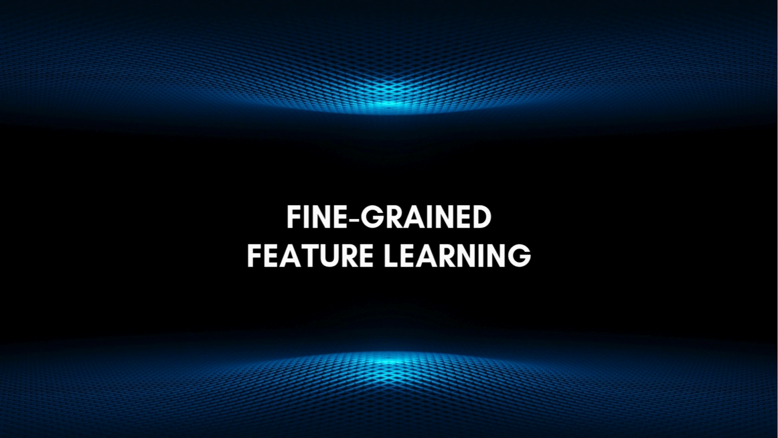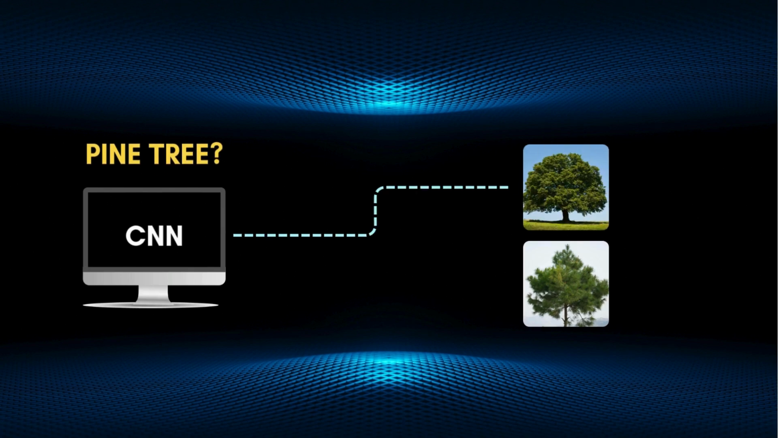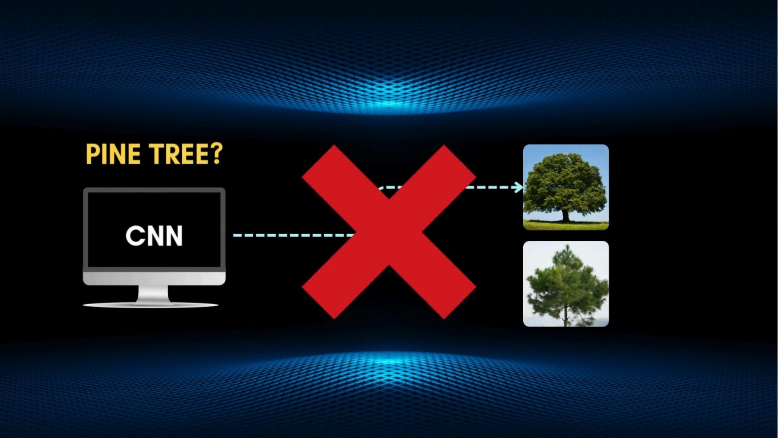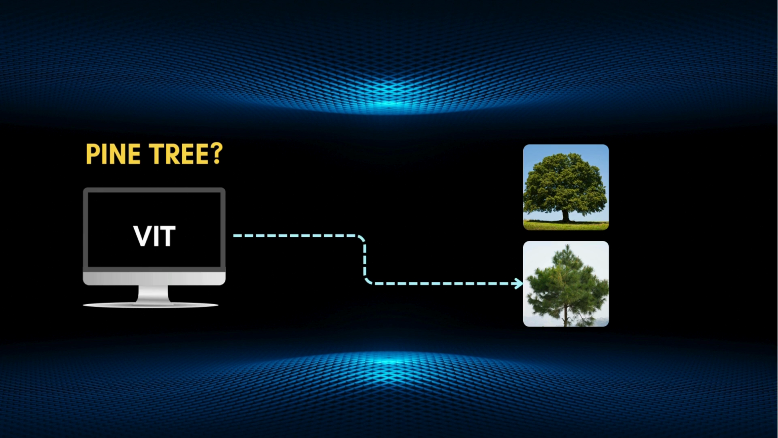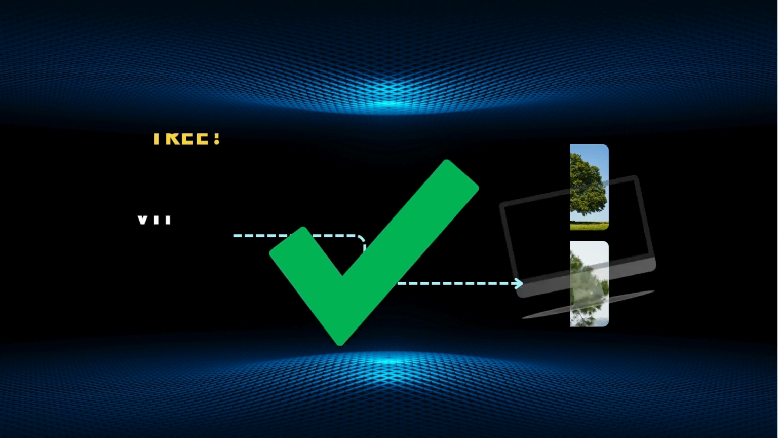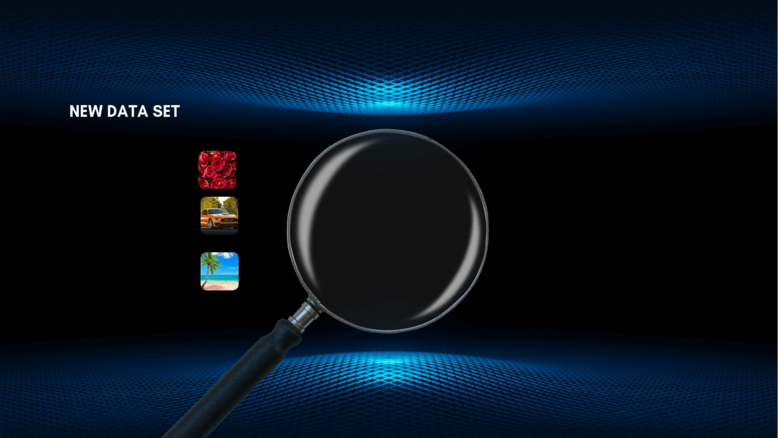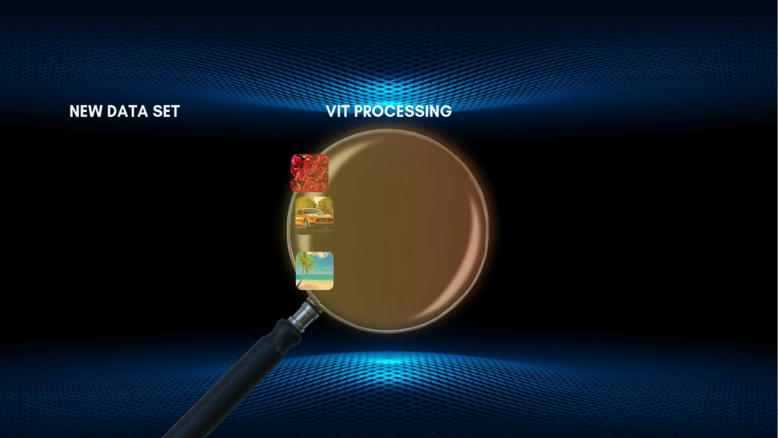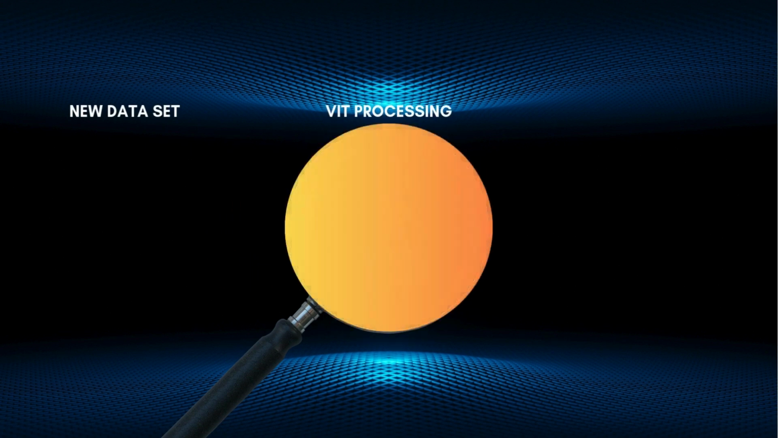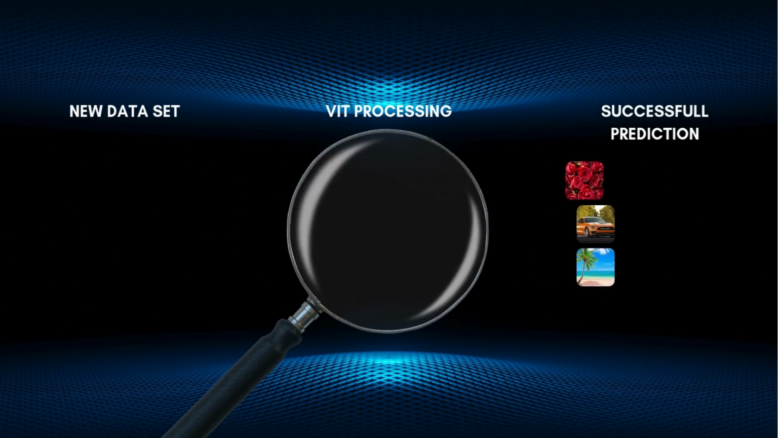2. Fine-grained feature learning. While CNNs often struggle with similar classes, like pine tree versus oak tree, ViTs show improved differentiation by considering broader relationships across the image. 3. Generalization. ViTs fine-tuned on CIFAR-100 can generalize to other datasets with similar resolutions or image compositions, making them versatile for transfer learning.